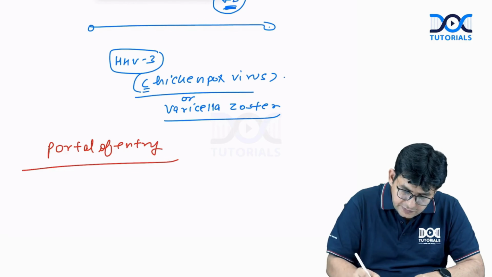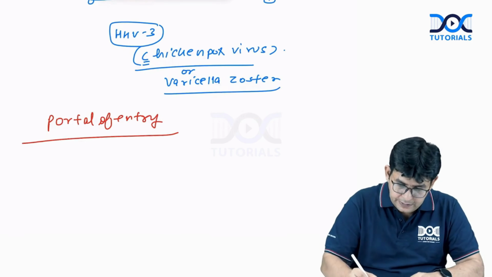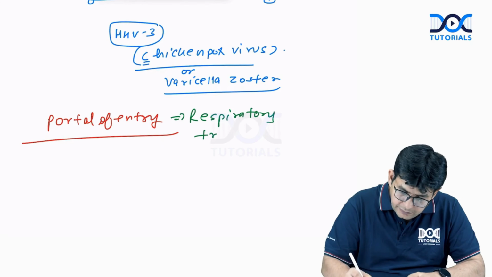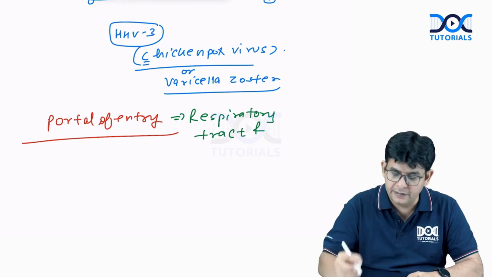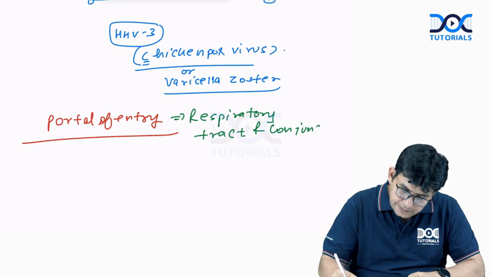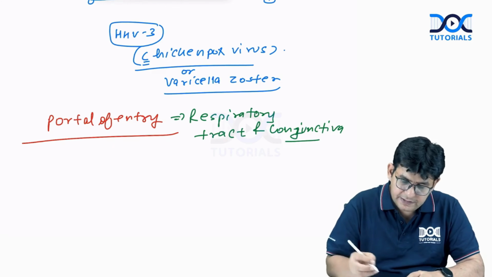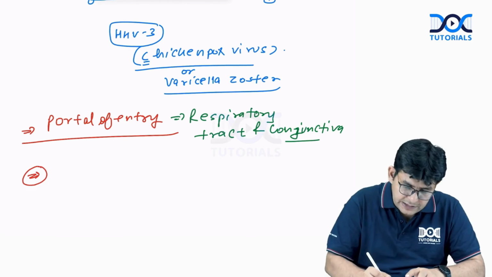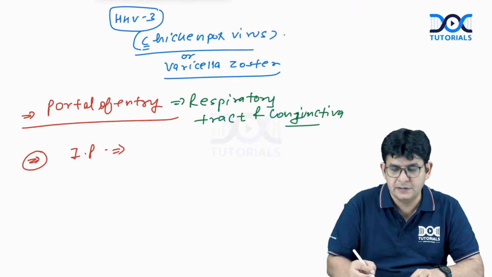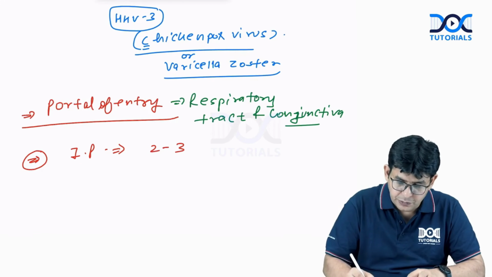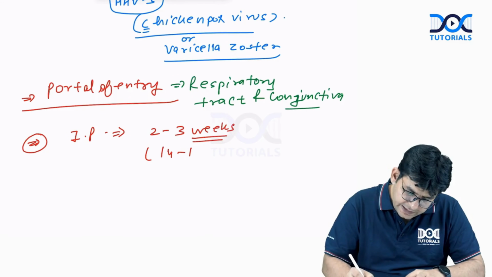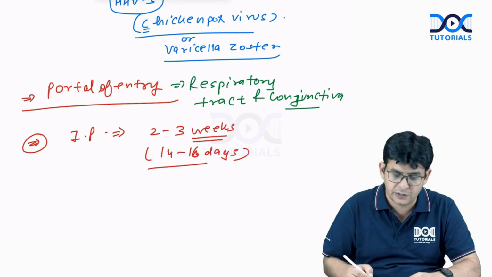Now, what is the portal of entry? How does the infection happen? The portal of entry is the respiratory tract and even the conjunctiva. Then, once it enters, what is the incubation period of this disease? Remember, fever with rash mostly has an incubation period of 2 to 3 weeks. For this, it is said to be 14 to 16 days exactly. These are the incubation period of chickenpox.